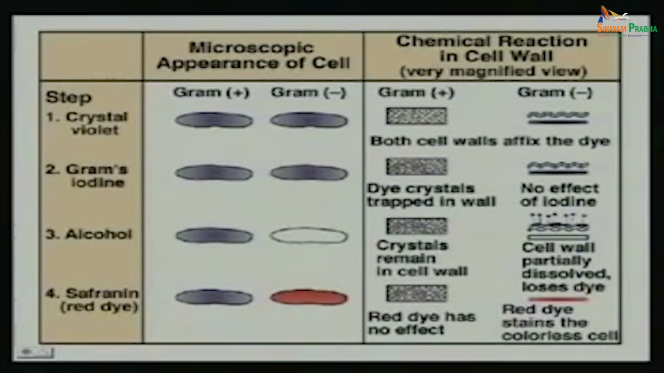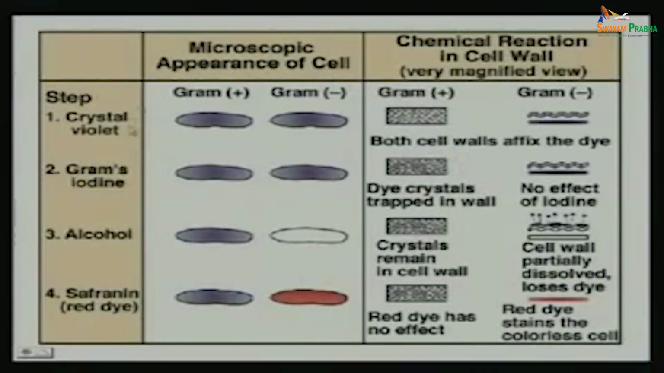Now, we see that there are certain techniques which can differentiate one group of bacteria from another group. Irrespective of the bacteria, if we take some unknown bacteria and form a smear of it, and to this we add two different dyes, crystal violet is one dye and safranin is the other dye.